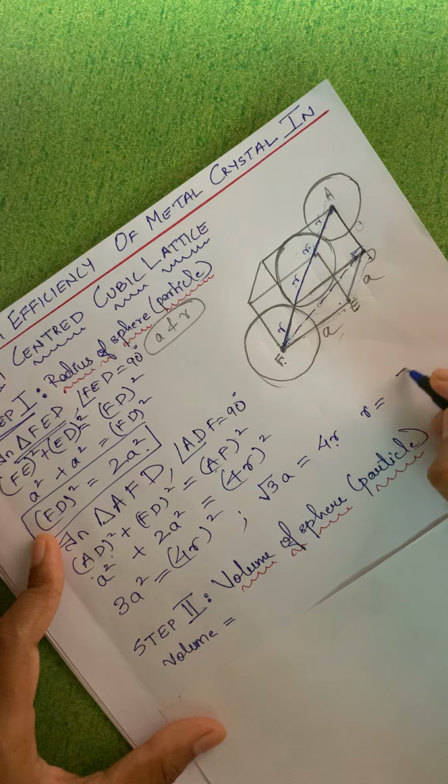Now next, volume of a sphere. Now you know what is the volume of a sphere. What is that? 4 upon 3 pi r cube. Same steps, the rest all remain the same as we have done in simple cubic lattice. So I'll do it a little bit faster over here. 4 upon 3 pi r cube. So I'll substitute the value of r over here. So 4 upon 3 pi, root 3 upon 4 a, the whole cube.